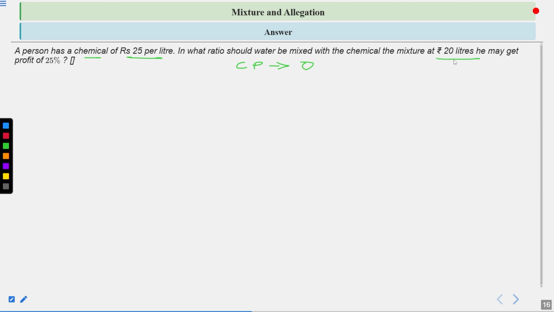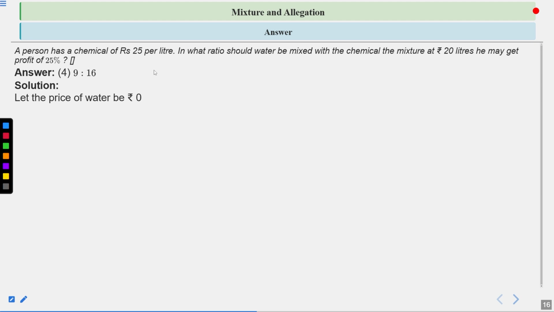So we need to calculate the cost price of the mixture. So this 20 rupees is equal to 125% of the cost price of the mixture. So we can calculate the cost price. Then we use the alligation formula and we get our answer. So the correct answer of this question is the fourth one, which is 9:16. Now see the detailed solution of this question.